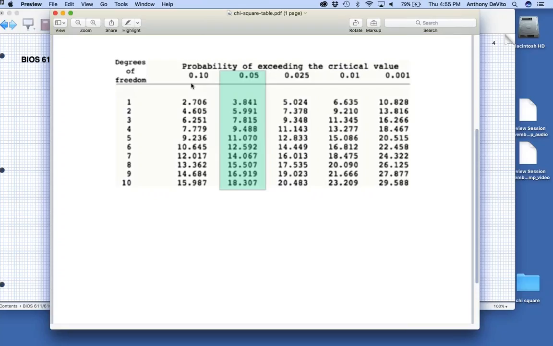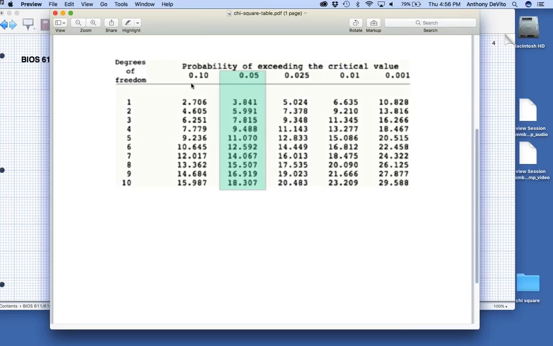So what do you think the degrees of freedom for our purposes are? Number of rows minus 1 is what? 1. Number of columns minus 1 is 1. 1 times 1 is 1. We're working with a distribution that's 1 degree of freedom.